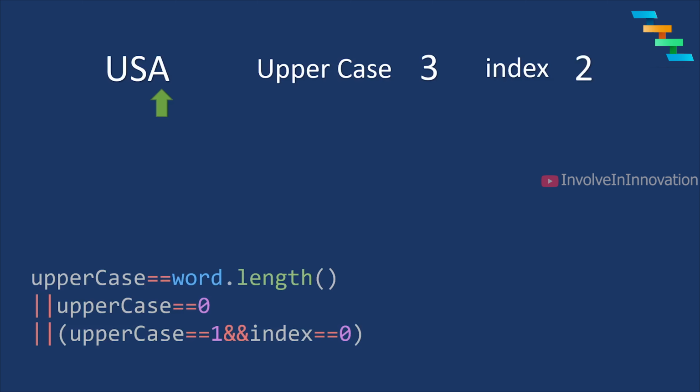Here we will check the three conditions, first whether uppercase is equal to the word length. In this case the uppercase is equal to the word length, because the word length is 3 and the uppercase is 3, so we will return true. We will see another example.